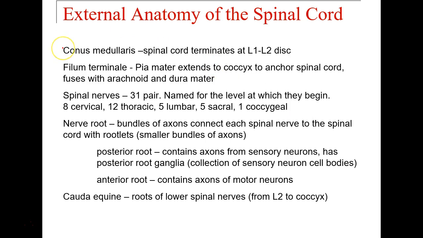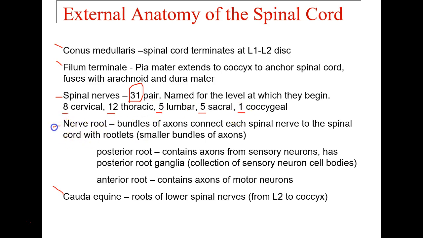Okay, so here it is all written out. Conus medullaris, filum terminale, cauda equina. And then we have spinal nerves. We'll take a look at a few of them. 31 pairs. So 8 from cervical, 12 thoracic, 5 lumbar, 5 sacral, and 1 coccygeal.